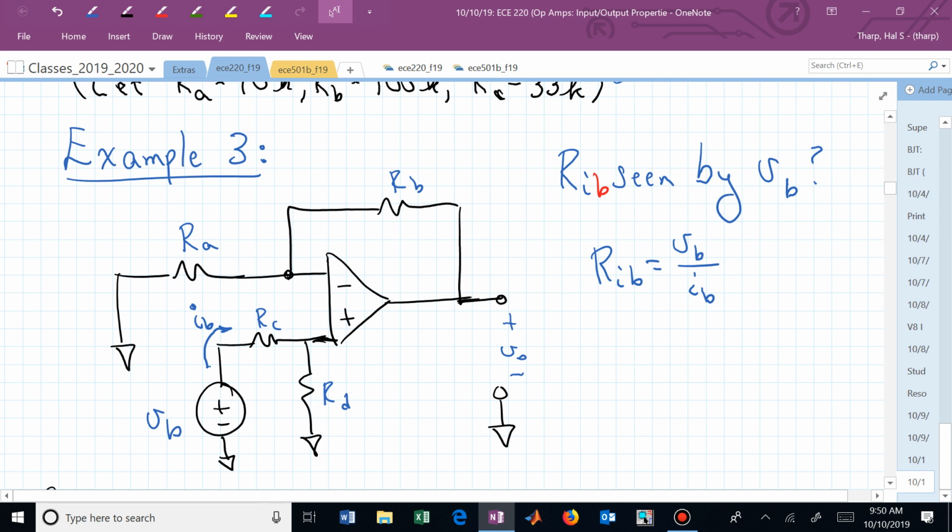Is I sub B equal to 0? Well, it was before. Why isn't it now? Don't ask me. You guys tell me.